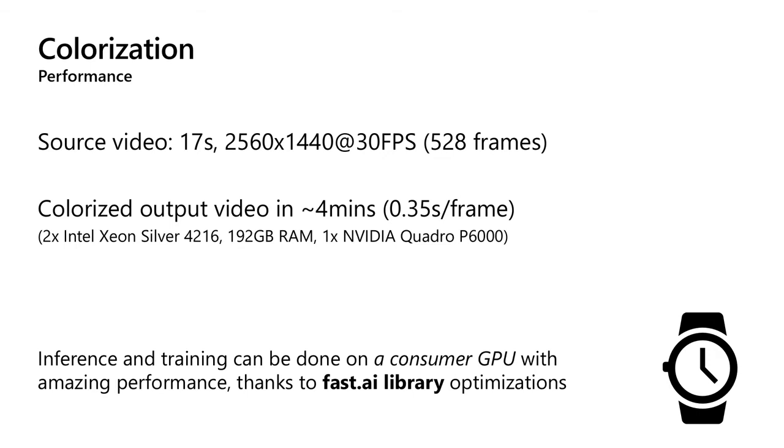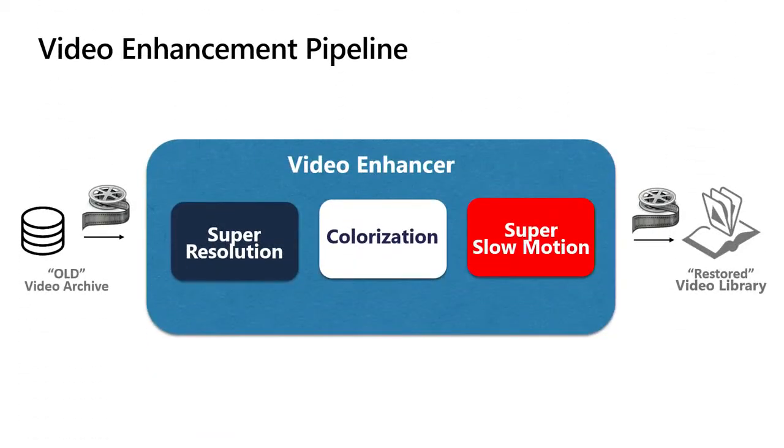Now, we have seen the 3 building blocks. What we did, in Deltatre Innovation Lab, we started to work on an enhancement pipeline, which combines all the 3 steps together. And given an old video archive, an old video or photo, it passes through these 3 steps, and we obtain a restored video. Let's see the results.